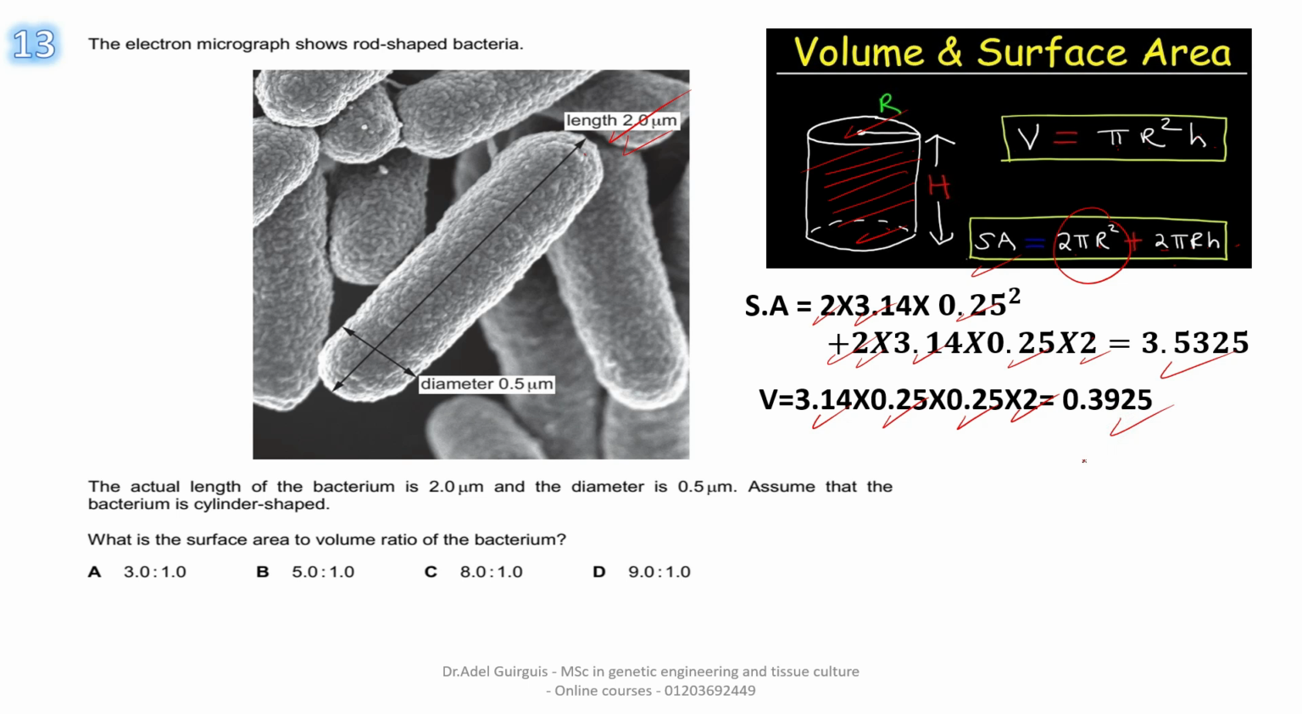Now is the simpler step, surface area to volume, both figures put together, and dividing by pi and the smallest number on both sides, we obtain 9 to 1. So the answer is D.